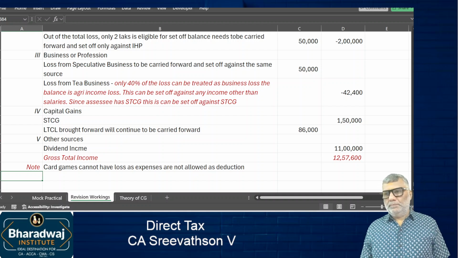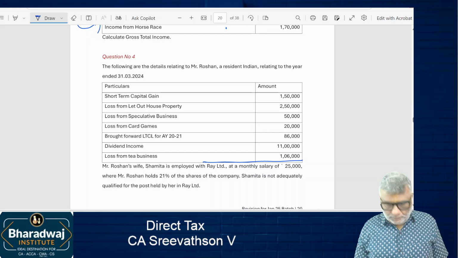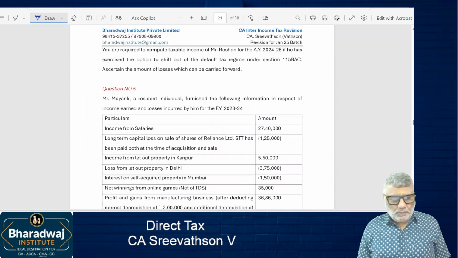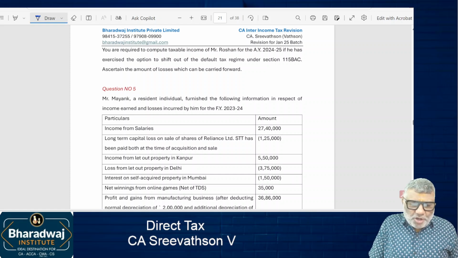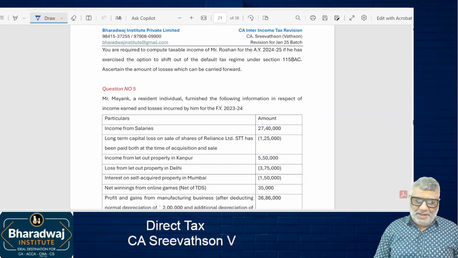Clear? Oh, you are going to compute the taxable income if he has exercised the option to shift out of default. Sorry, I didn't see this part. I have worked out accordingly only.